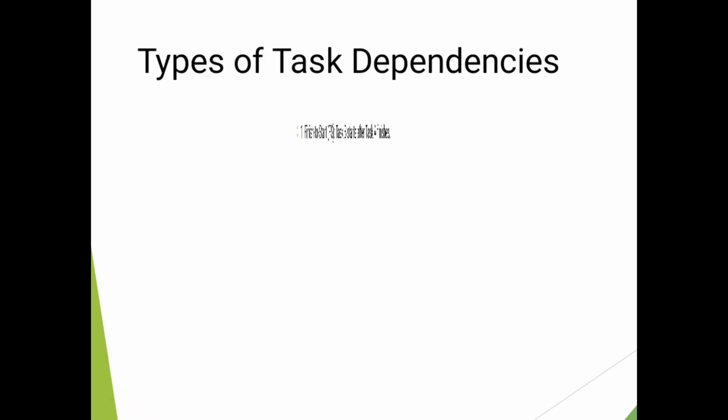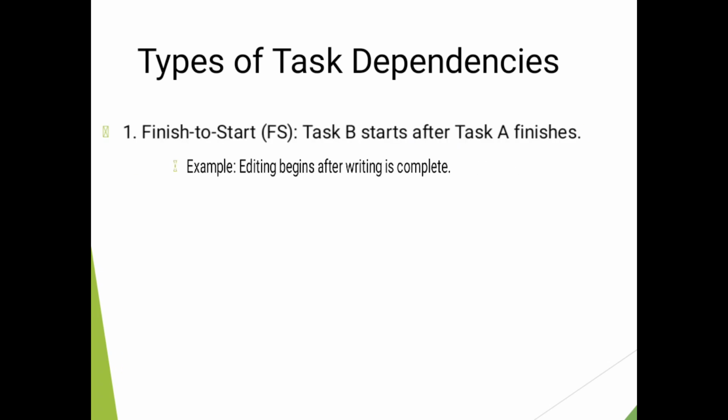Let's talk about types of task dependencies. Type number one is finish to start, FS. On that one, task B starts after task A is completed or finished. For example, you are writing a book. For you to start editing that particular book, first you need to complete writing that book. So that is finish to start.